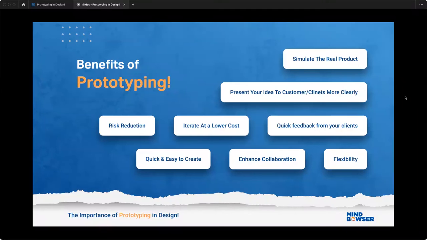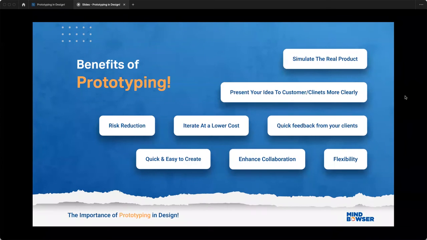So the first and most important point, I feel, is that it simulates the real product. Some kind of partial product we build during prototyping gives a real feel of the final product in the initial stages of the life cycle. That helps clients or users get a chance to see the product early, so that they can give their necessary feedback to you. So it is very important to create a prototype, so that it gives a semi-partial product at the initial phase of the life cycle.